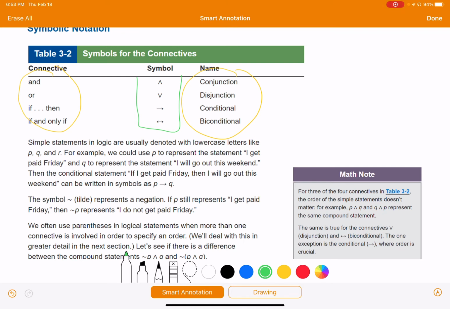Then the conditional statement, if I get paid Friday, then I will go out this weekend, is an if-then, so that's conditional. It can be written with the arrow: if P, then Q. Then we have a tilde here. That represents a negation. So if P still represents I get paid Friday, then not P represents I do not get paid Friday.